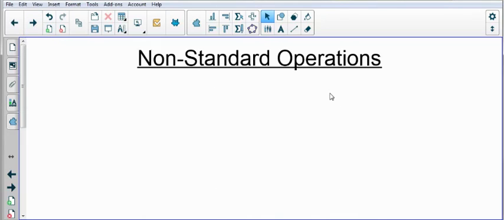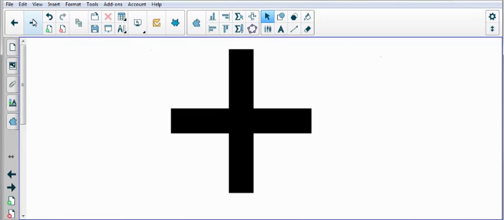Okay, what are non-standard operations? Well, let's start with this. What is this? I want you to pause and think about what this is. Okay? Did you say plus sign? That's fine. Pause and think of something else that it might be. Okay? So maybe you said, well, it's a T. It's two lines crossing. Yeah, it depends on the context, right? It could be all kinds of things. I mean, really all it is is two lines intersecting, one going this way and one going this way.